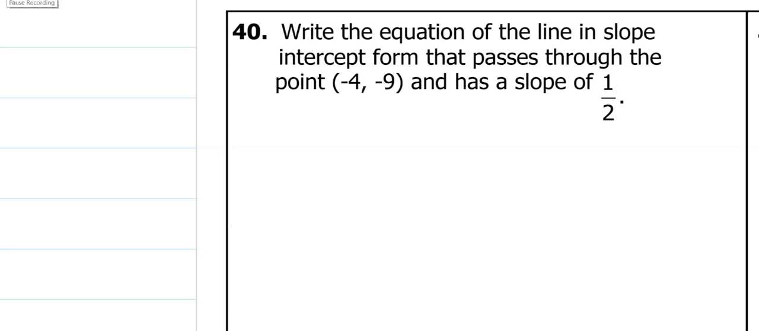We're rocking and rolling on page 6. Let's get started. Write the equation of the line in slope-intercept form that passes through the point (-4, -9) and has a slope of 1/2.